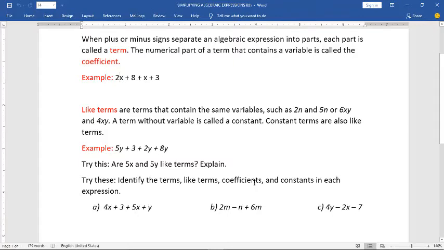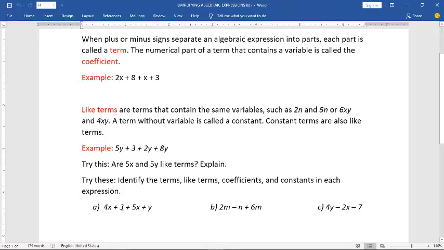The coefficients now. 4 is a coefficient in front of the variable. 5 is a coefficient in front of this variable. We have to identify the constant too. Remember, a constant doesn't contain a variable.